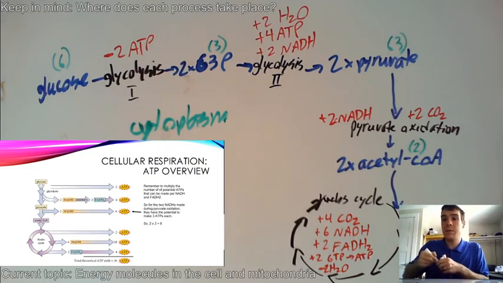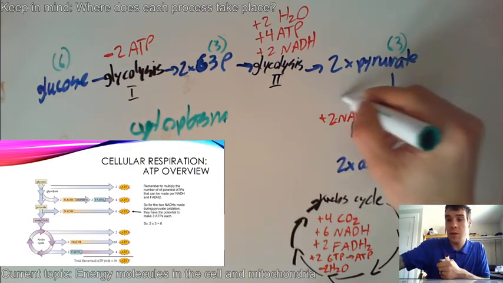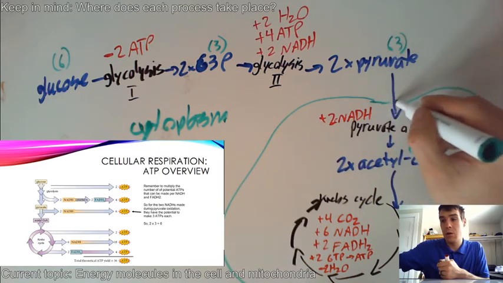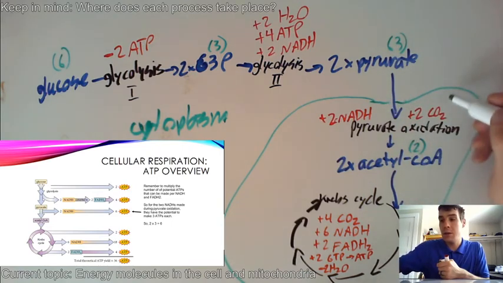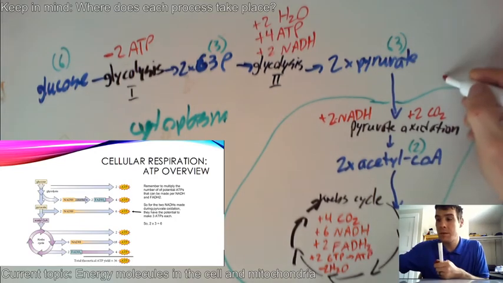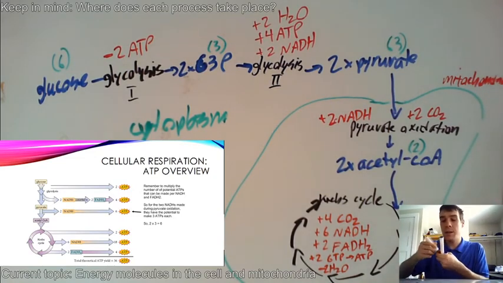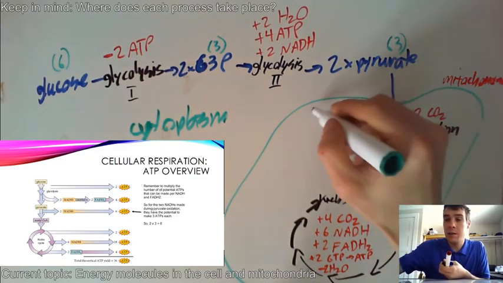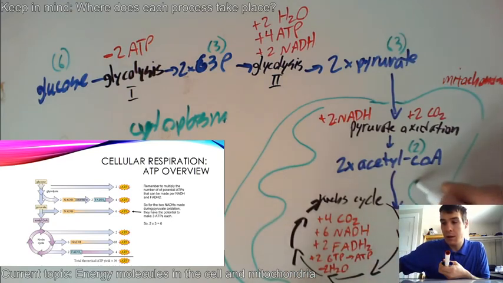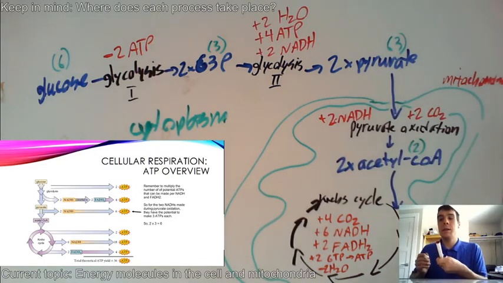So let's show off where the mitochondria is. The mitochondria is here. And the mitochondria actually has 2 membranes. So here we'll say this is mitochondria. It has 2 membranes, the inner and outer membrane. The inner membrane is folded, as you know.